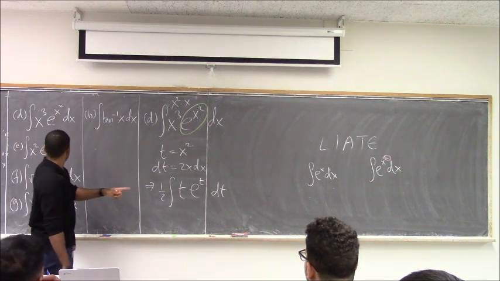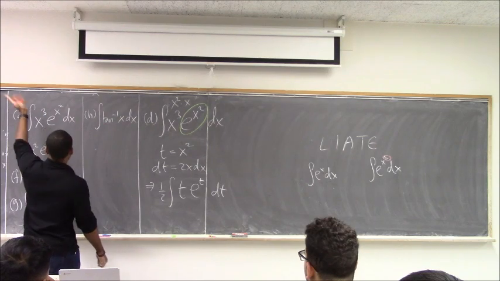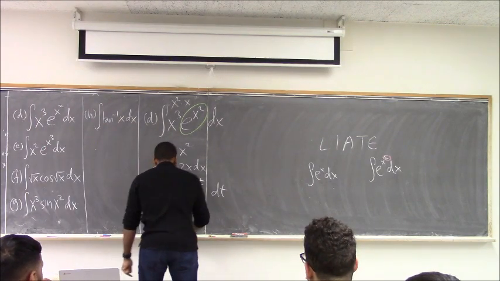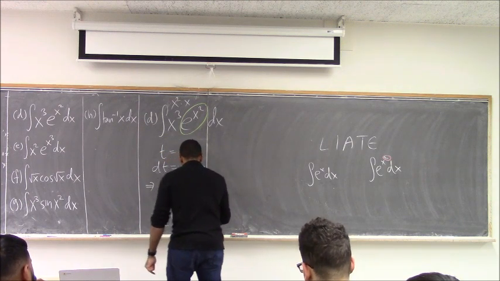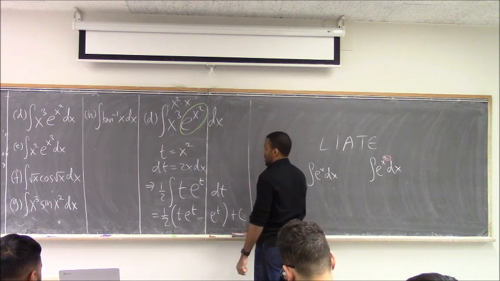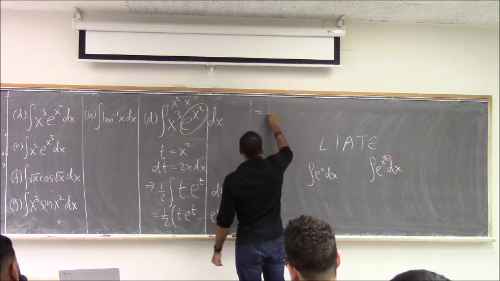So by first doing a substitution, we end up with that. And I think that was example A that we did. So at this point, we probably know what this is by heart already: t e to the t minus e to the t plus c. And then I just replace that.